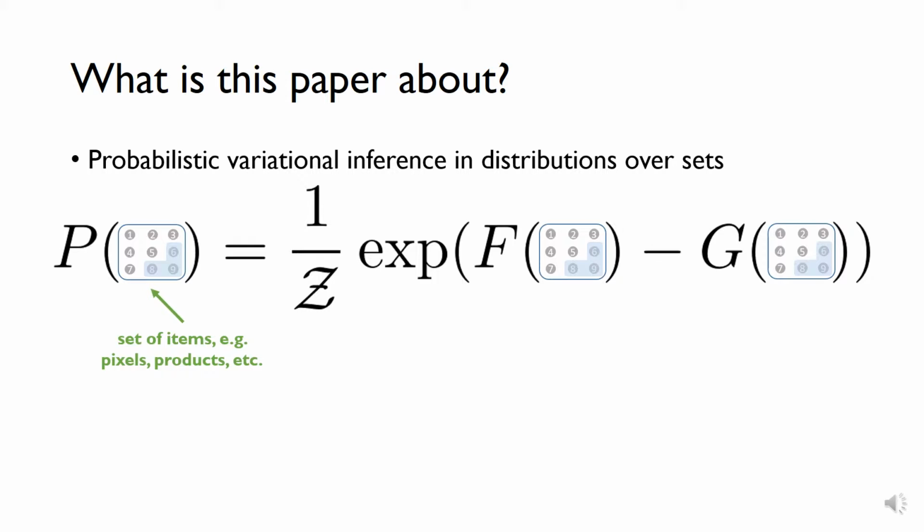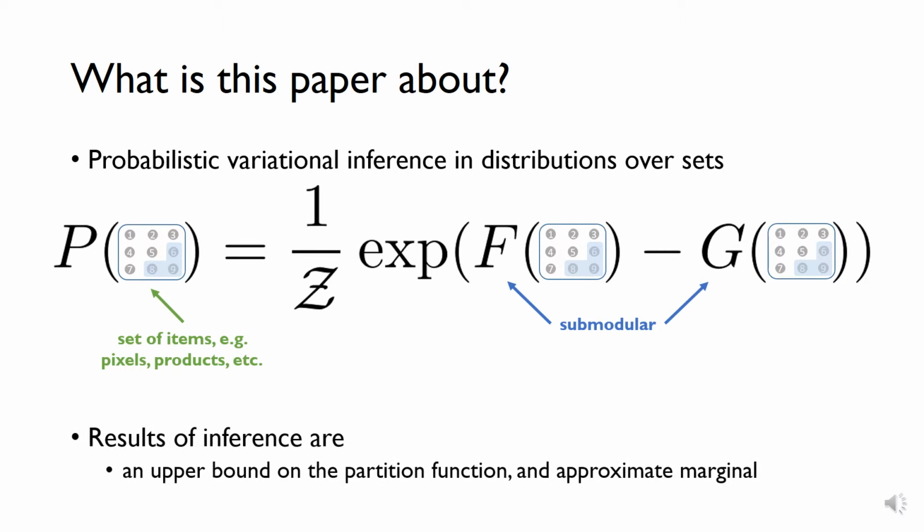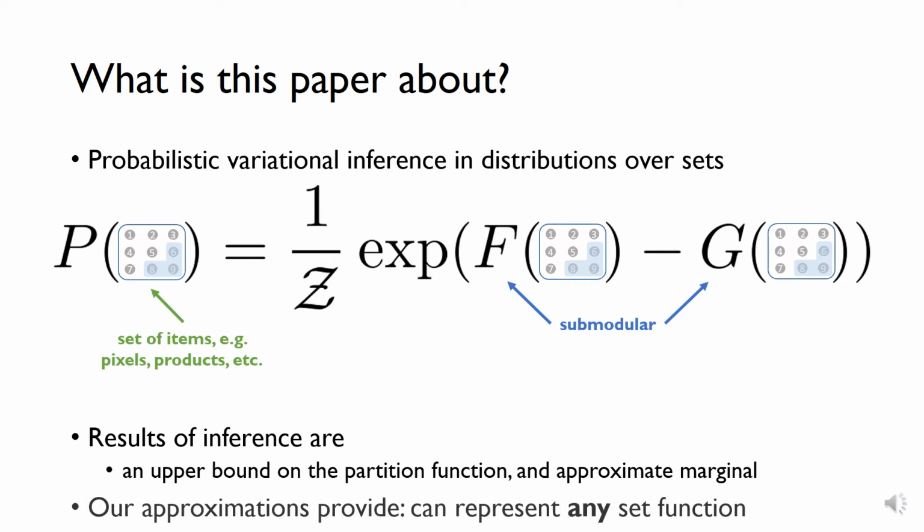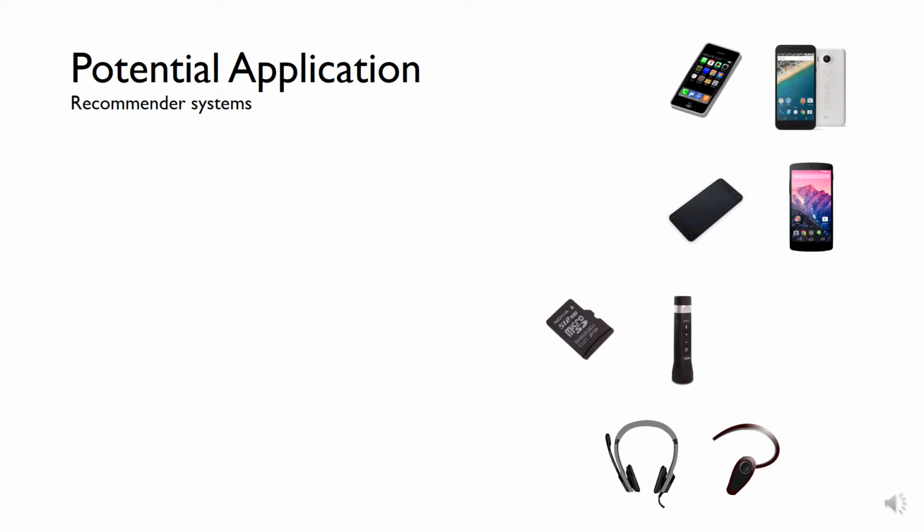Performing inference in such general problems is very hard, so we'll make the assumption that the functions f and g are submodular. This will enable us to come up with scalable algorithms that can both yield an approximation to the constant c, also known as the partition function, and the marginal probabilities of individual items. We would like to point out that this decomposition is general in the sense that any distribution over sets can be written in the form above. There are many potential applications for these models, for example in computer vision, summarization, sensor selection, and so forth.